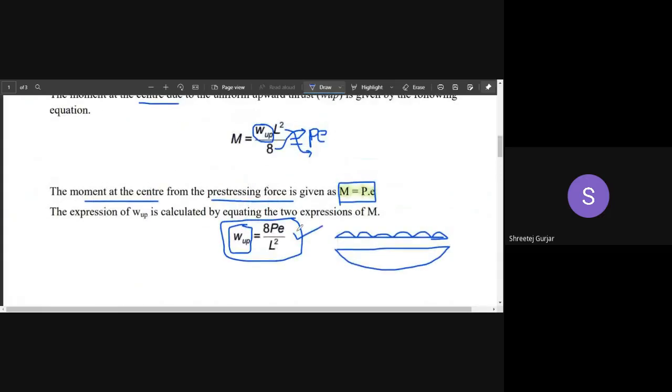Is this clear, how we have arrived at this derivation? The derivation is not important from your exam point of view, so this formula you need to remember. I have just explained how we arrived at it. Is this WUP clear? Yes, sir. Yes.